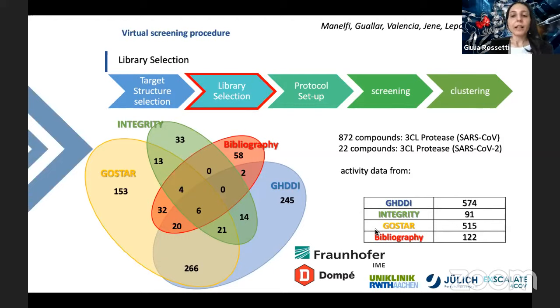and also with the ones in Barcelona, identified essentially four main repositories of compounds that we know to be active against SARS-CoV-1. These compounds are experimental. This means that for all these compounds, we have an experimental affinity measured as IC50 or Ki. And these are the GHDDI dataset, which is an acronym for the Global Health Drug Discovery Institute, that includes 574 compounds; the Integrity compounds; those that come from the internal library from Dompé; and from Hofer, the GOSTAS library, which is one of the companies that answered our call of the drug box explained before by Carmine, that includes around 500 compounds. And then we collected all the compounds so far tested against the SARS-CoV-1 protease in the literature.